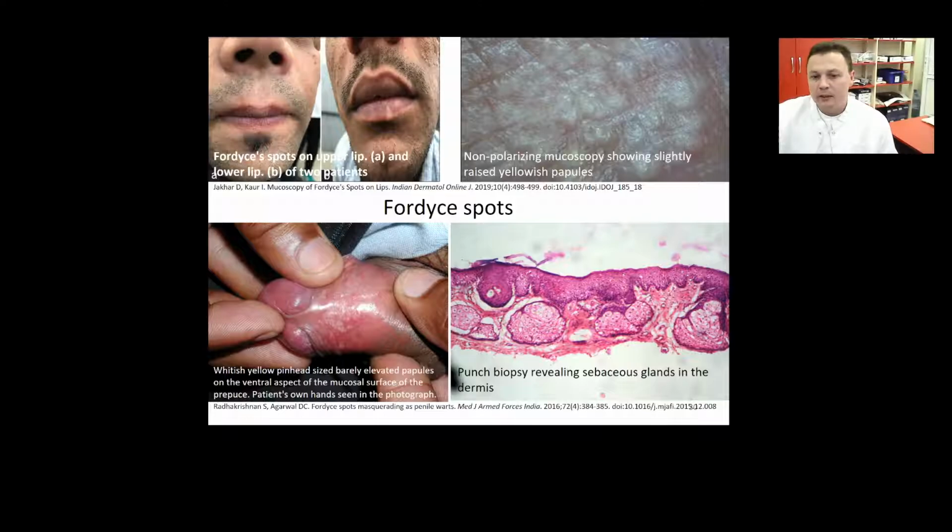Treatment is not necessary since it is an anatomical variation and a benign condition. However, for cosmetic reasons, in distressed patients, dissection, radiofrequency ablation, micropunch technique, or even laser ablation can be offered.